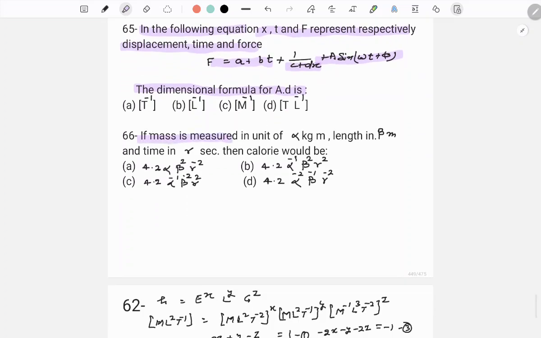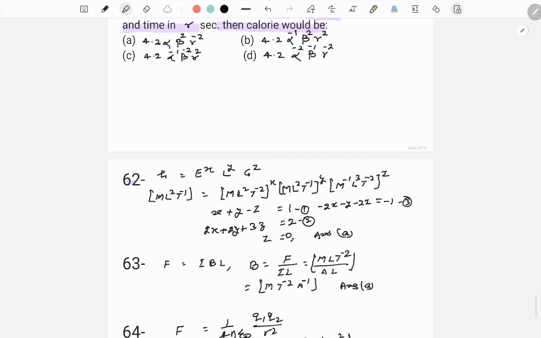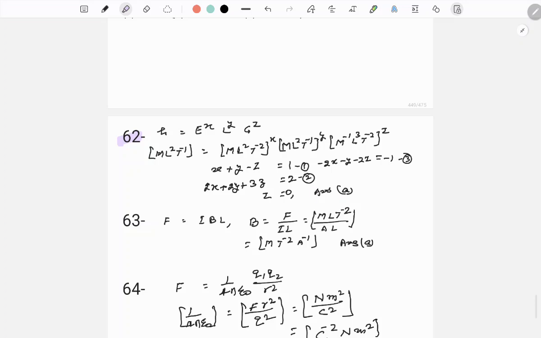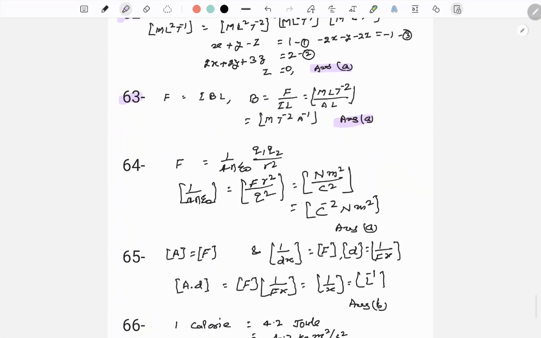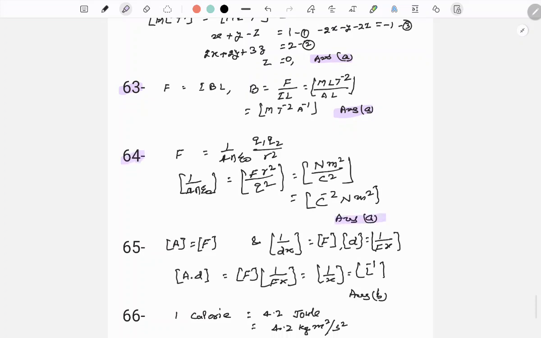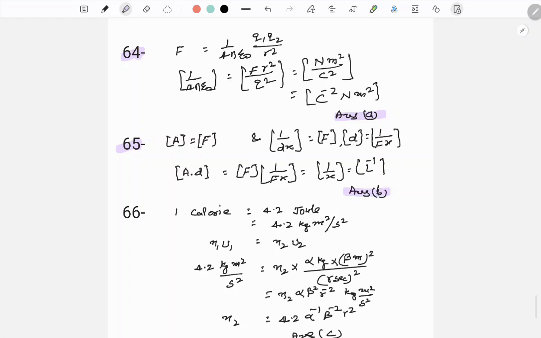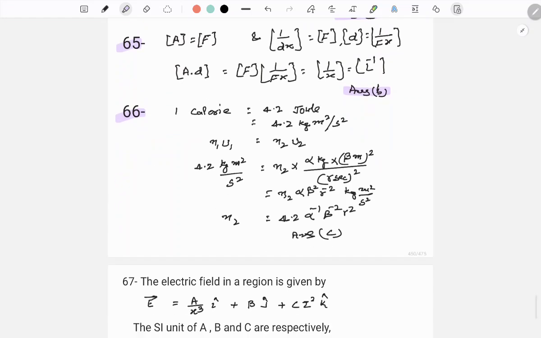66. If mass is measured in unit alpha kg, length in beta meter and time in second, then calorie would be. 62 का आंसर इज ए. 63 का आंसर इज ए. 64 का आंसर इज ए. 65 का आंसर इज बी and 66 का आंसर इज सी.